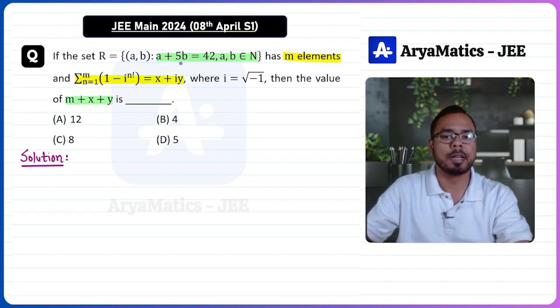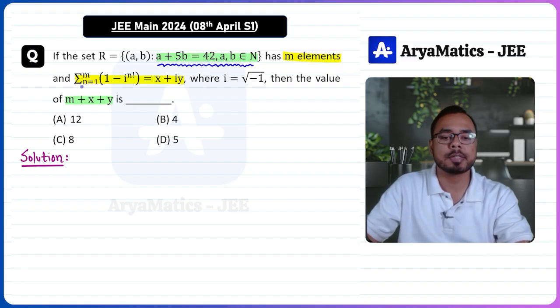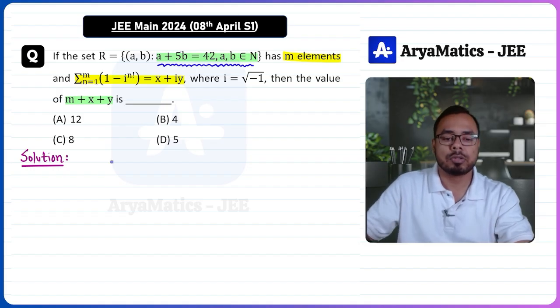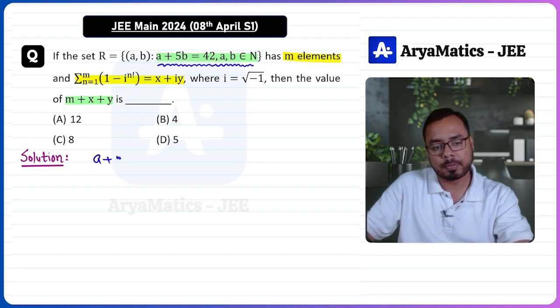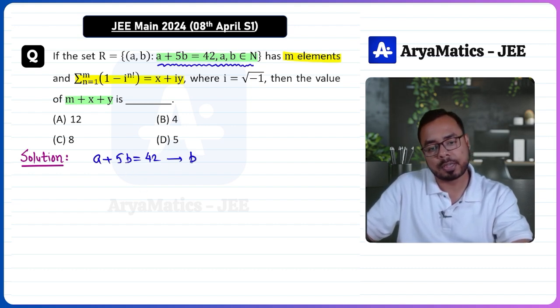So in this problem, basically we have to find how many elements are there in this set, how many natural numbers a and b are there such that a plus 5b is 42, and then we need to find this sum. So the given relation is that a plus 5b must be 42, and a and b are natural numbers. So when you count, you'll get only a few cases here.